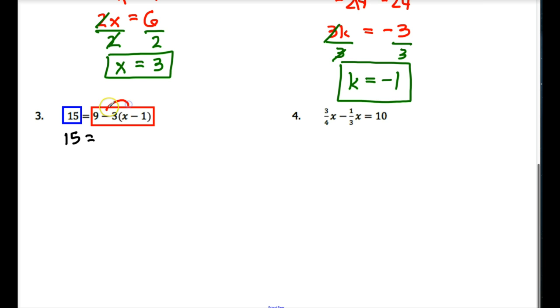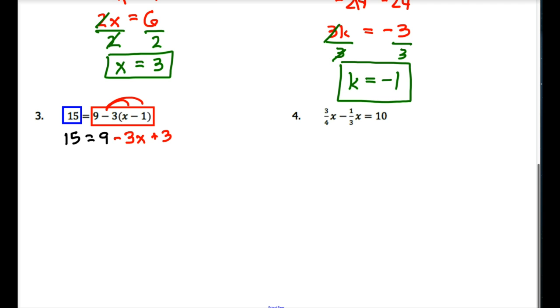So that's what I'll do first over here on the right side. I'm going to leave my 9 alone and just bring that down. But I have a negative 3 times x, that would give me negative 3x. Negative 3 times negative 1 would be a plus 3.